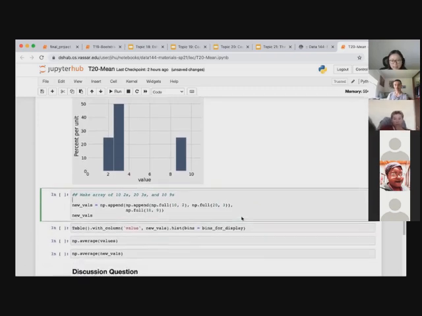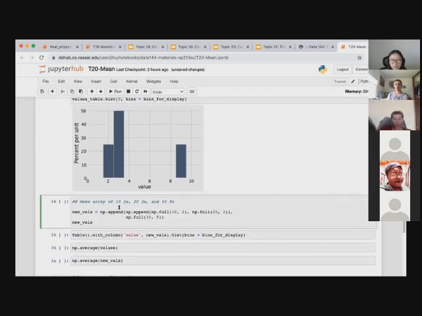Another thing I wanted to ask you to think about is, what if I have 10 2s, 20 3s, and 10 9s? What do you think my mean is going to be?